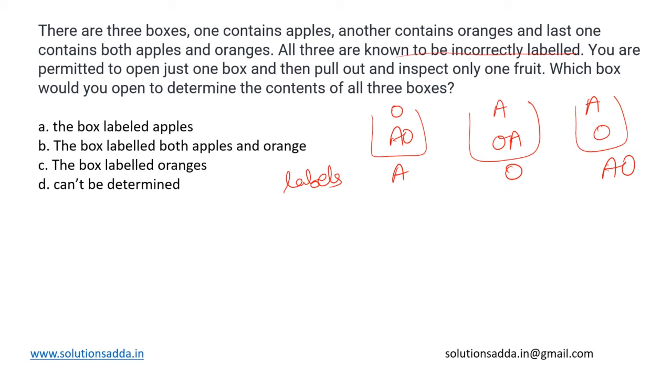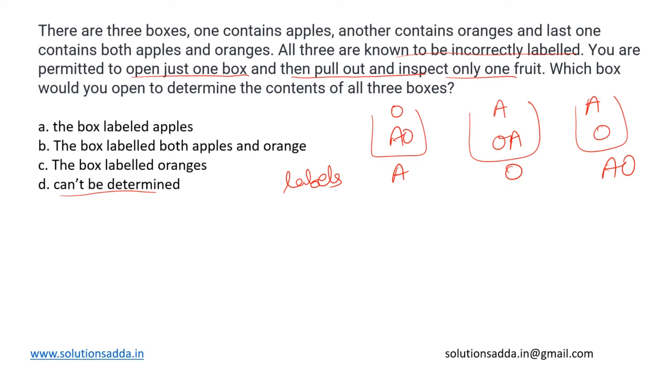Now we basically need to determine the correct contents of all the three boxes in just one operation. And what is that operation? We can open just one box and pull out just one fruit blindly and inspect it. With this operation, you need to determine if it is possible to correctly determine the contents of all the three boxes, and if it is not, then you can go with option D. Let us look at some of the choices which we have.